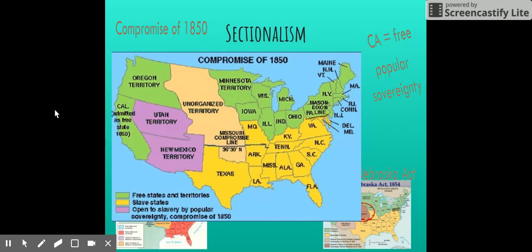That means that the people vote. You got to remember that term, popular sovereignty. I would really review that. And lastly, a stronger Fugitive Slave Act, that the federal government is going to help Southern slave owners to return their missing slaves that have run away.